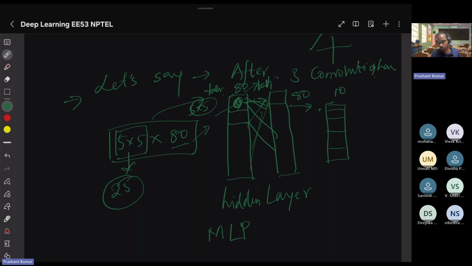But here we will say that since we are doing the classification, we will go for the softmax. And this softmax will create the score function, right? That means it will create outputs between 0 and 1 such that the sum of all the outputs becomes 1, right? And that is also the probabilistic output.